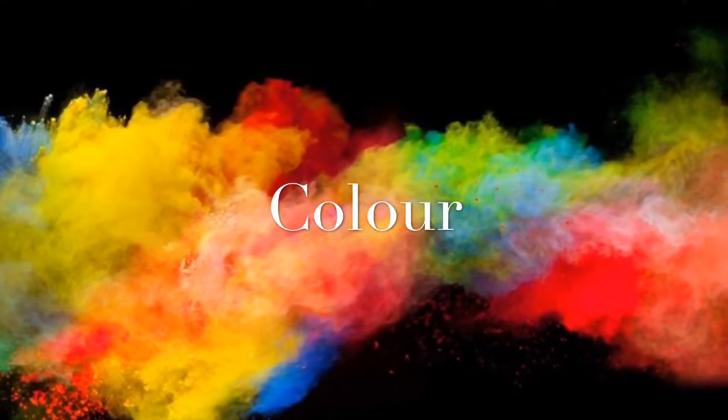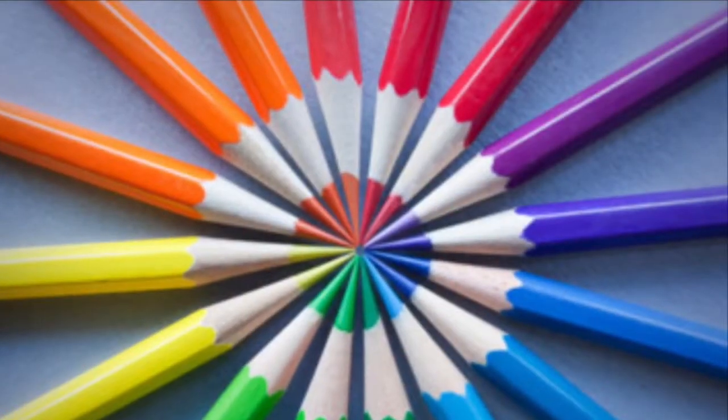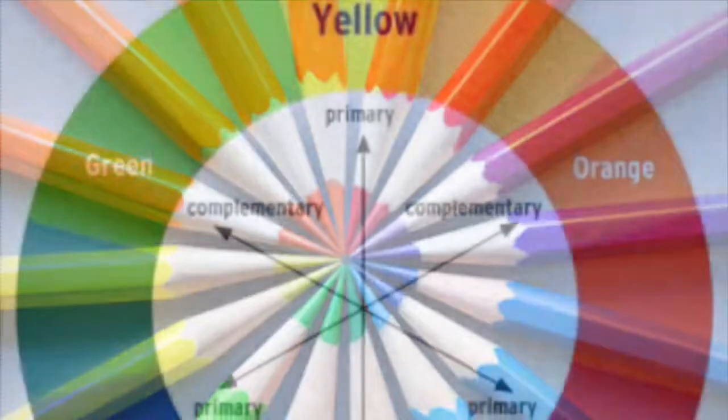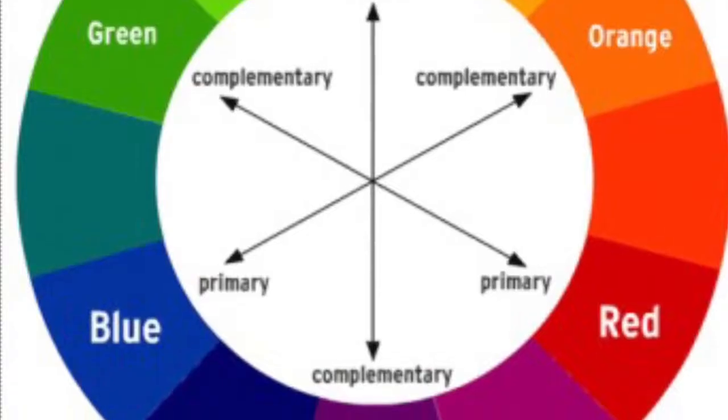Color is a property of light that we can see. Color is created by wavelengths of light including green, red, and blue. Every other color we see is a mixture of these primary colors. We can use the color wheel to create different effects in our pictures.